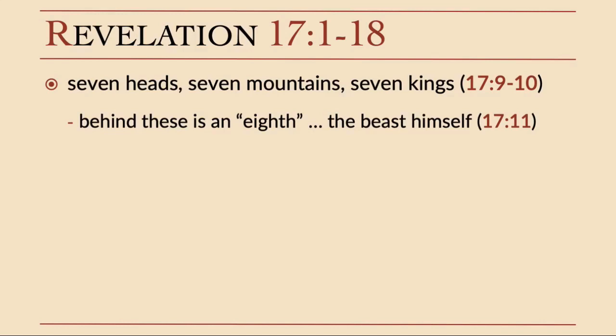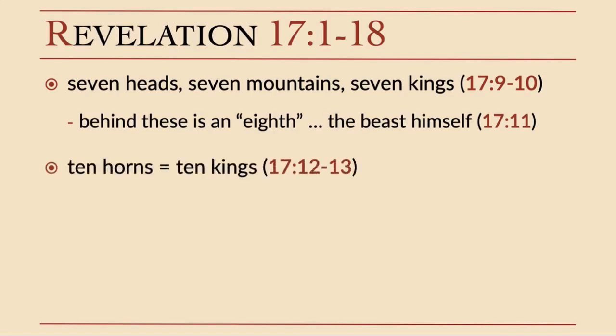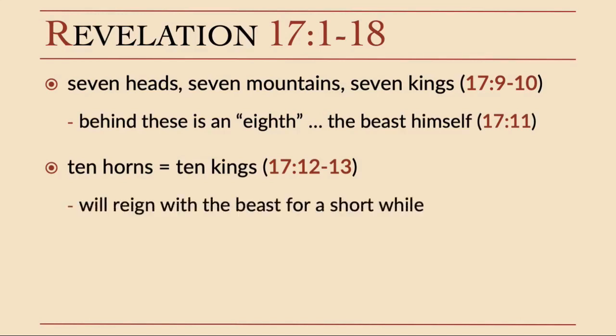Okay? So behind these is an 8th, the beast himself. Again, if the beast represents the Roman Empire, it's hard to understand how he's behind that, except that the beast, the Roman Empire, who's behind the beast? Well, the dragon is behind the beast. And so maybe that's a way of understanding that and getting those two together. All right, we read then in verses 12 through 13 that we have the 10 horns here that equal 10 kings. And these 10 kings are going to reign with the beast for a short while.